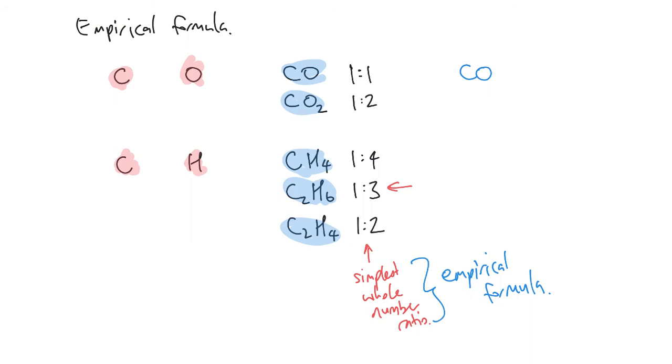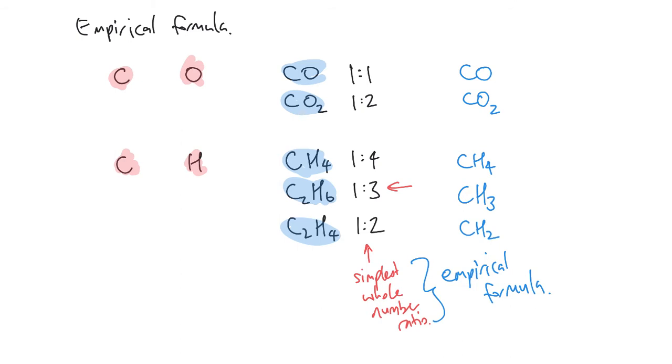The simplest whole number ratio for CO2 would be what? CO2. It is its simplest whole number ratio already. Okay? CH4, again, would be its simplest whole number ratio. Now, how do I write down C2H6 in its simplest whole number ratio? This would be what? CH3. Excellent. And the next one in its simplest whole number ratio would be CH2. Okay?